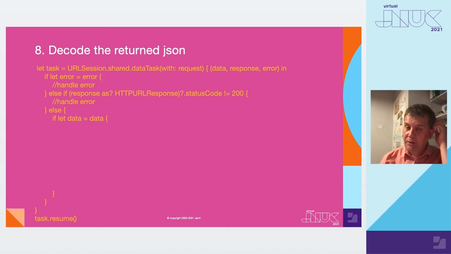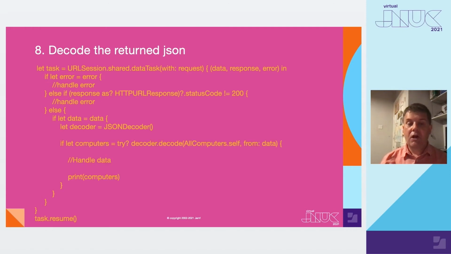Back to our session, we've unwrapped the data object, and then we can create a decoder. Apple supplies two main decoders: one for JSON and one for property lists. We're going to create a JSON decoder, and then ask that decoder to decode something, passing it the data object and also the type we want to convert to. In this case, we take our data object and convert it to the AllComputers structure we created. Now notice the try keyword.